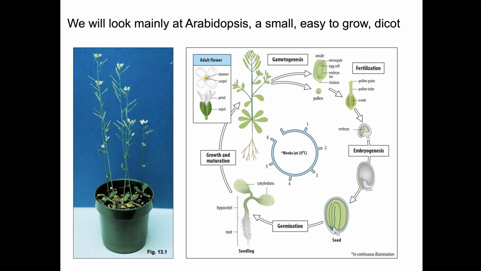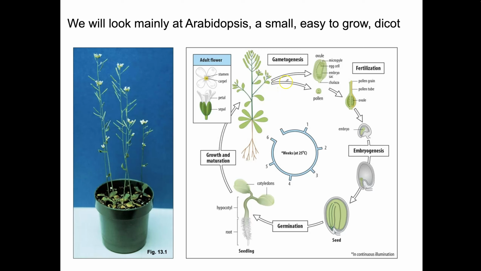It has an almost completely sequenced genome, and it has 27,000 genes, so a few thousand more than you do. But it's still a relatively small genome. Corn has massive amounts, I can't remember, 35,000 genes or something. So Arabidopsis, relatively speaking, is simpler.